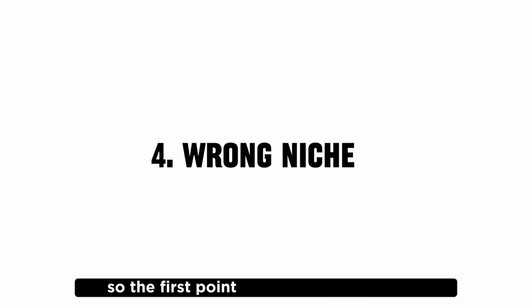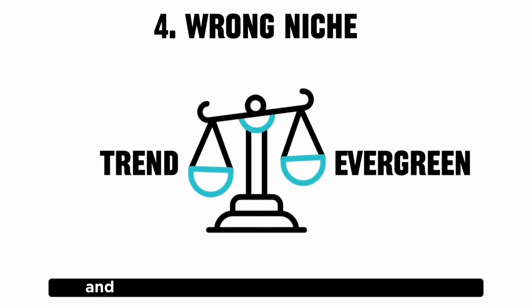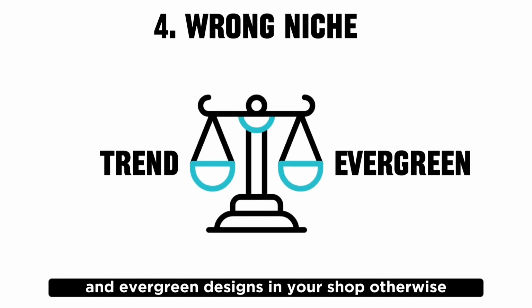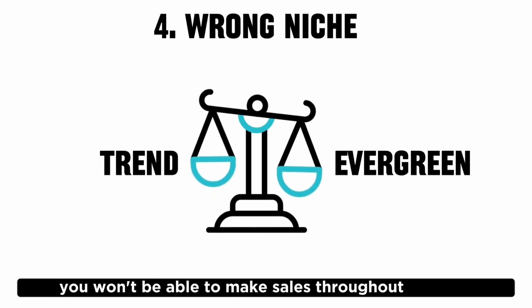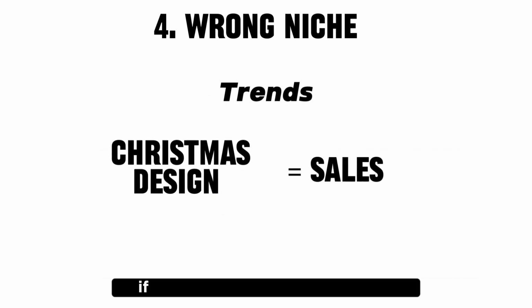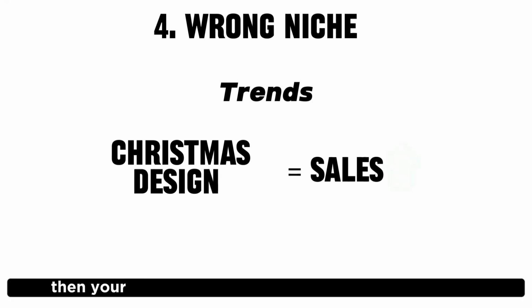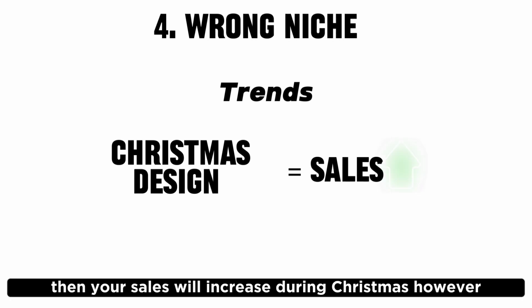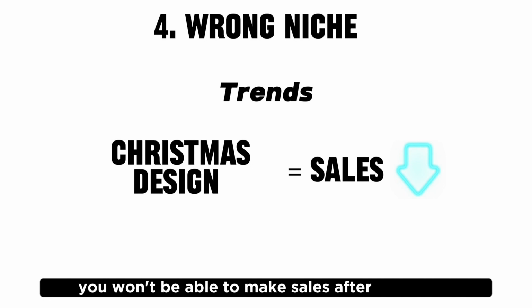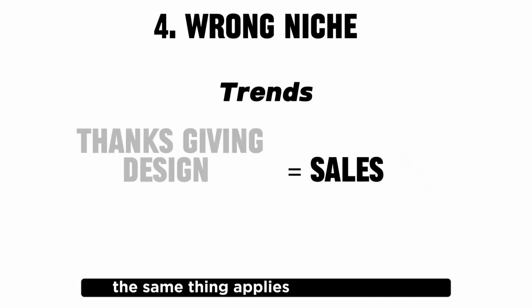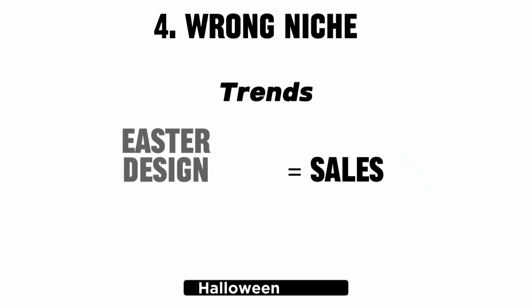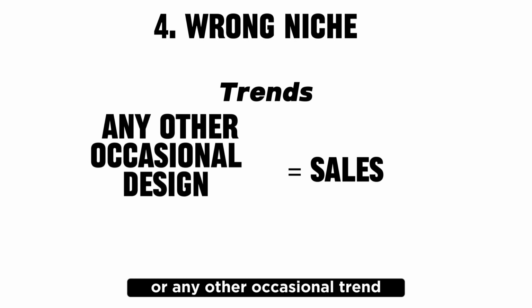So the first point is following only trends and not uploading evergreen designs. There should be a balance of trend and evergreen designs in your shop. Otherwise, you won't be able to make sales throughout the year. For example, if you upload a Christmas design, then your sales will increase during Christmas. However, you won't be able to make sales after Christmas. The same thing applies to Thanksgiving, Halloween, Easter, or any other occasional trend.